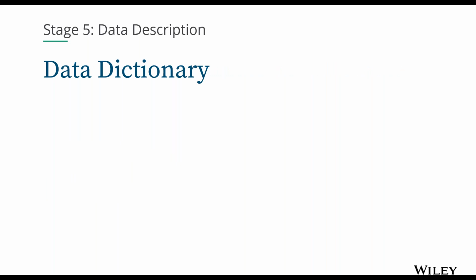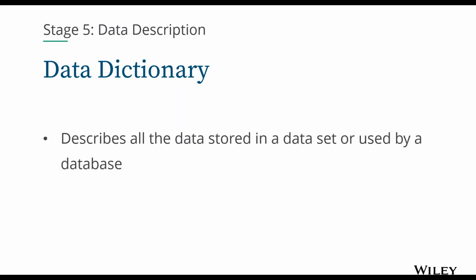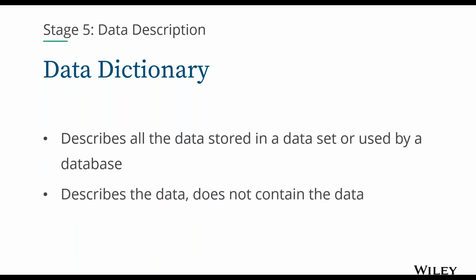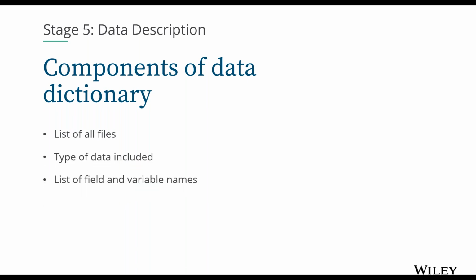And lastly, what is a data dictionary? A data dictionary just describes all of the data that's stored in a data set or used by a database. It describes the data, but does not contain the data. The components of a data dictionary are a list of all the files, the type of data that's included in your data set, the list of field and variable names, and the description of information contained in each field.